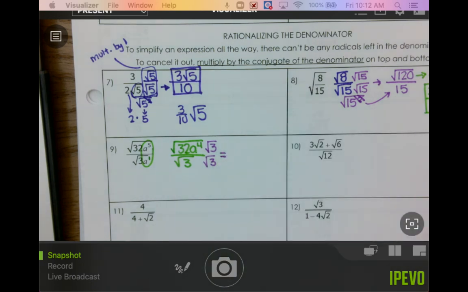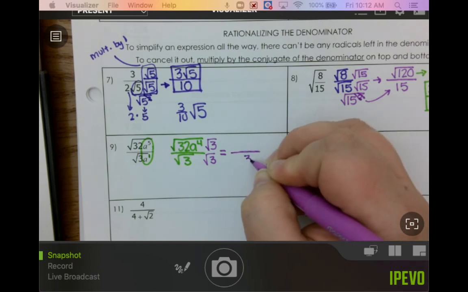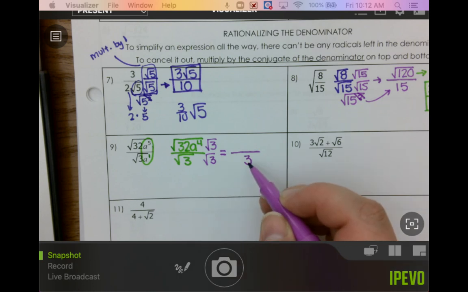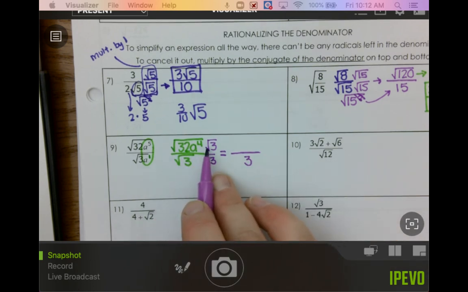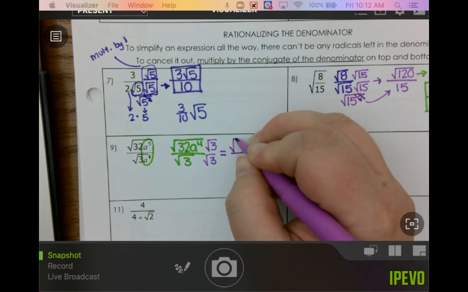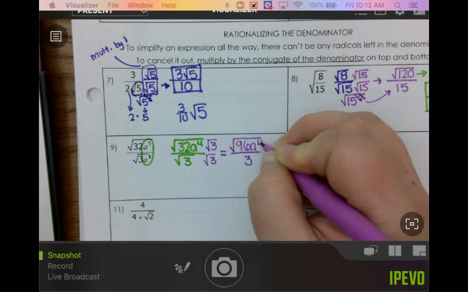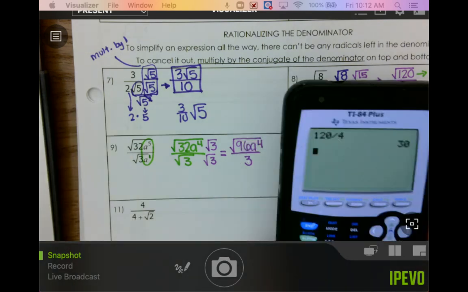Okay? So on the bottom, this is simply going to be 3. Those two square roots cancel and you just have the number inside left. On the top, I can actually do 32 times 3 since they're both inside. That's going to make 96, a to the 4th. Then I need to decide, is there a perfect square that goes into 96?